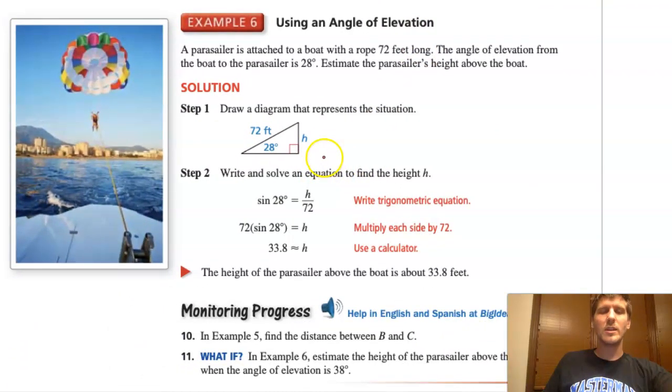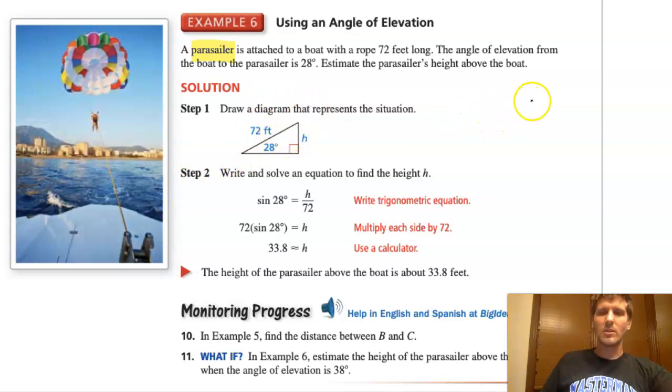I'm not sure if anybody here has ever been parasailing, but this is like when I think you're on a parachute and a boat is pulling you along. That's called parasailing. Interesting. Looks like a fun time. So a parasailer is attached to a boat with a rope of 72 feet, and the angle of elevation.